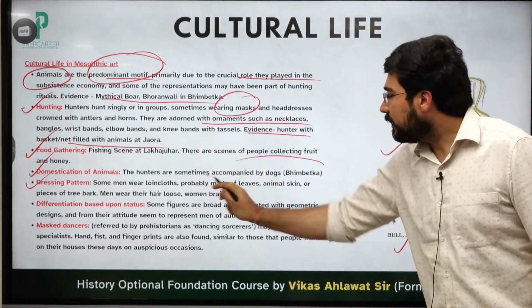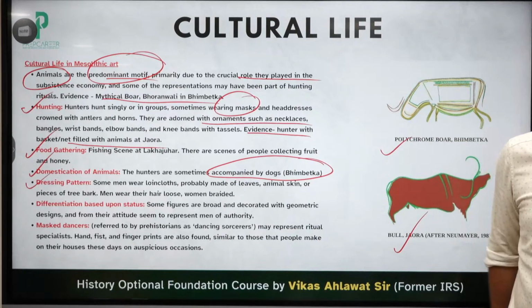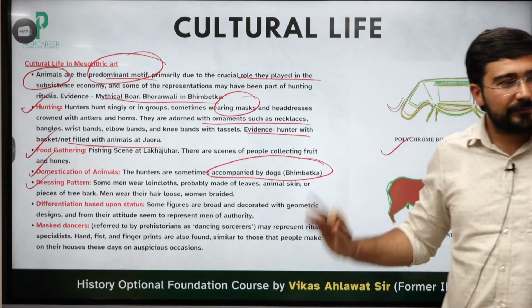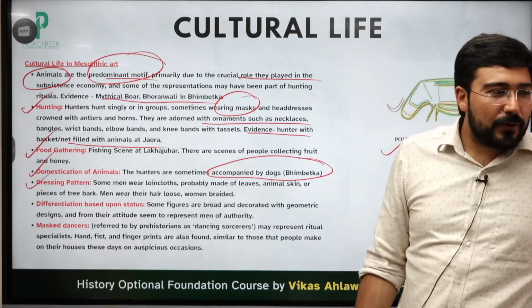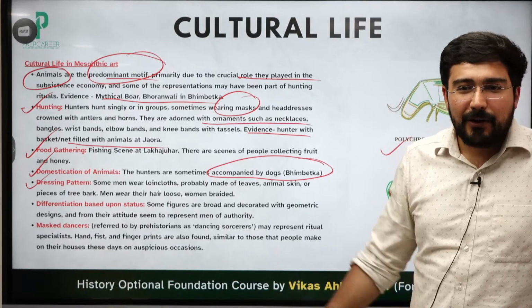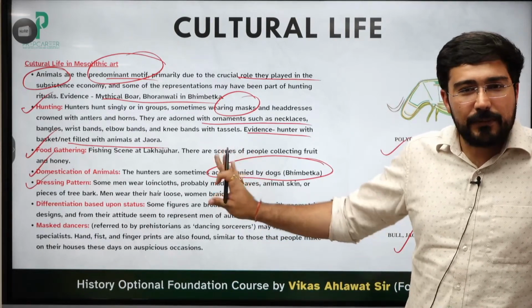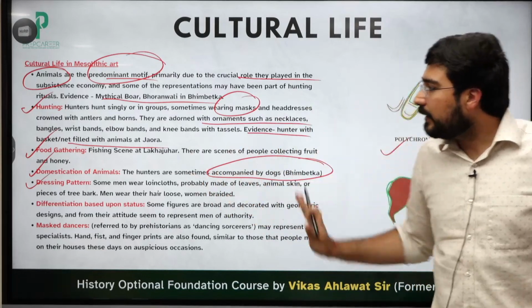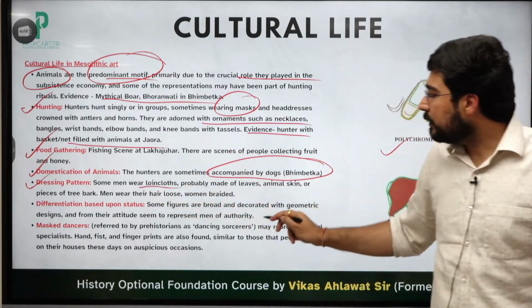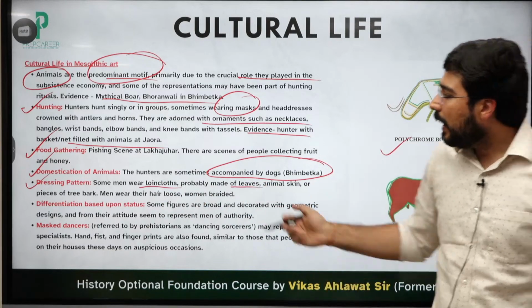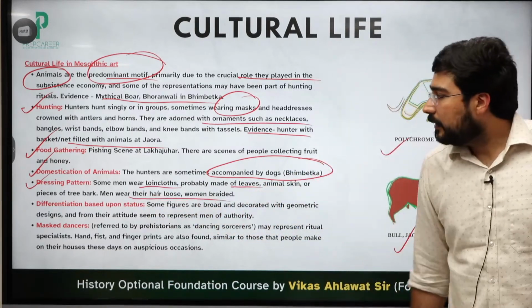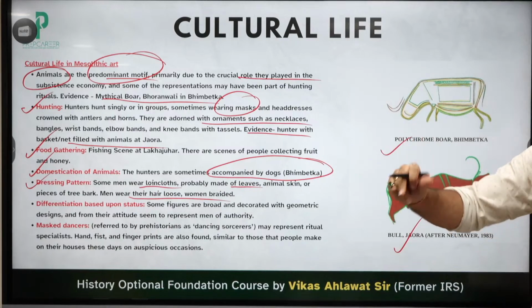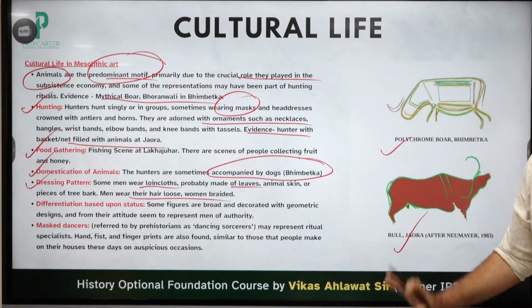So this is what is important. We see people accompanied even by dogs. So the pet has also started. It is said that the oldest friend of humankind is the dog. So that started. From the Mesolithic period, we can see it in the paintings. Then dressing pattern. Men wear loin clothes made of leaves. And women, their hair is loose, or braided. So different kinds of dressing patterns can be seen.